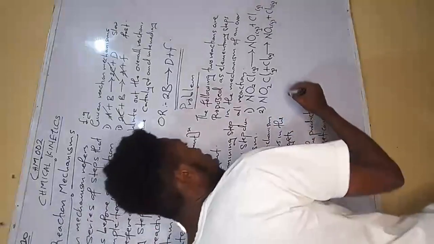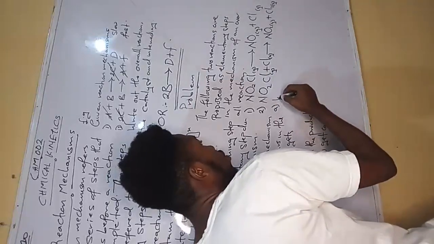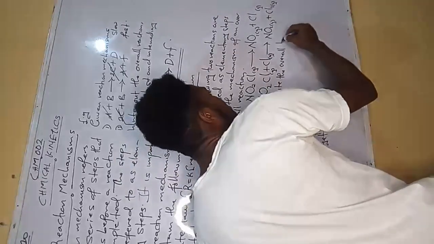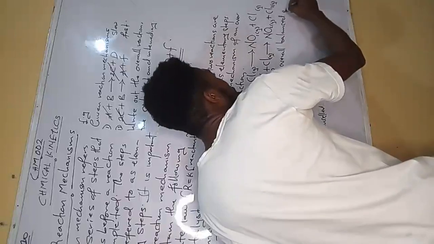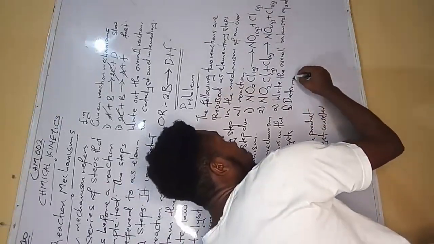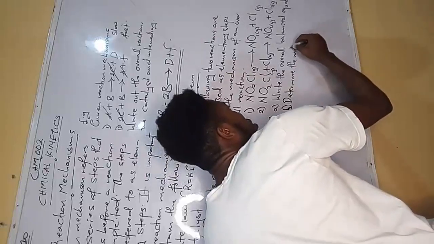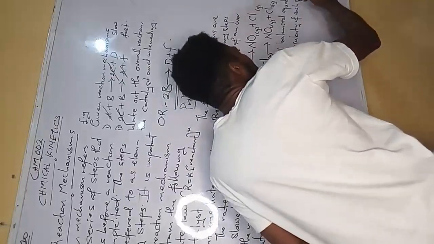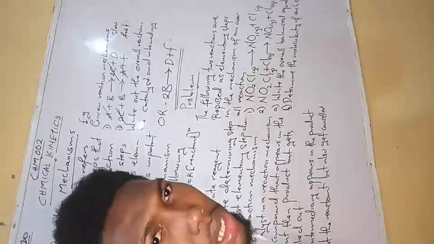Write the overall balance equation. Then the B part of the question: determine the molecularity of each step.